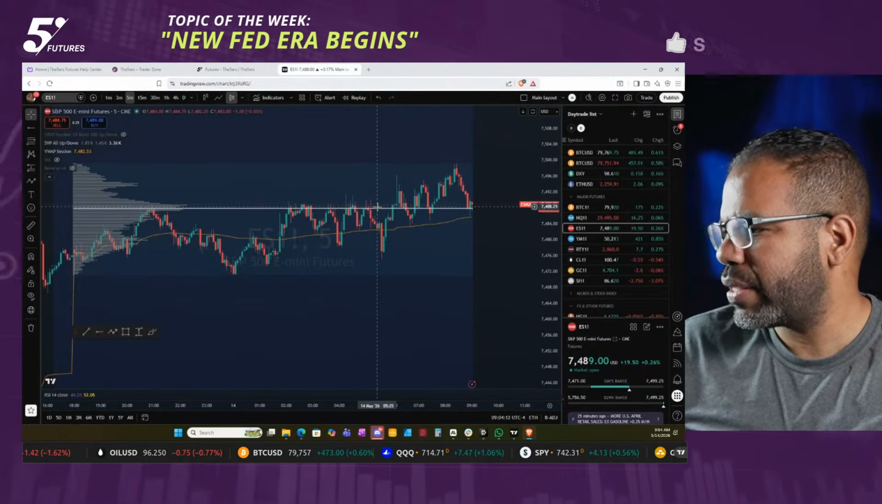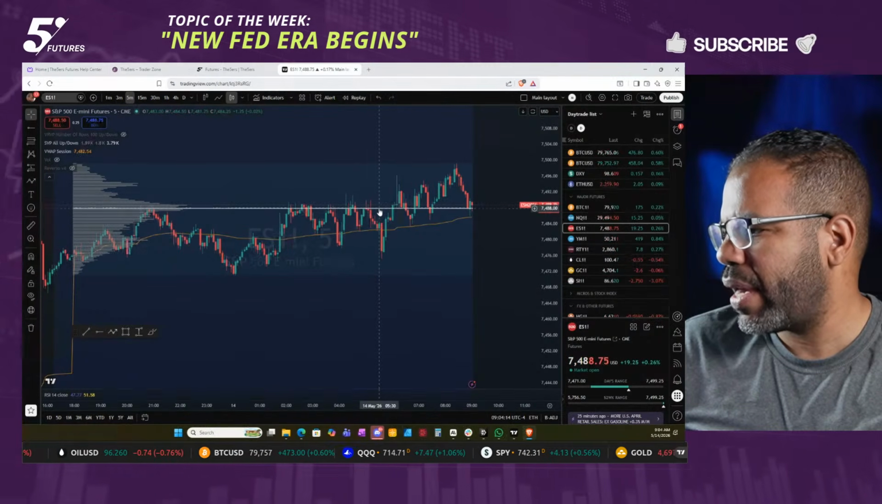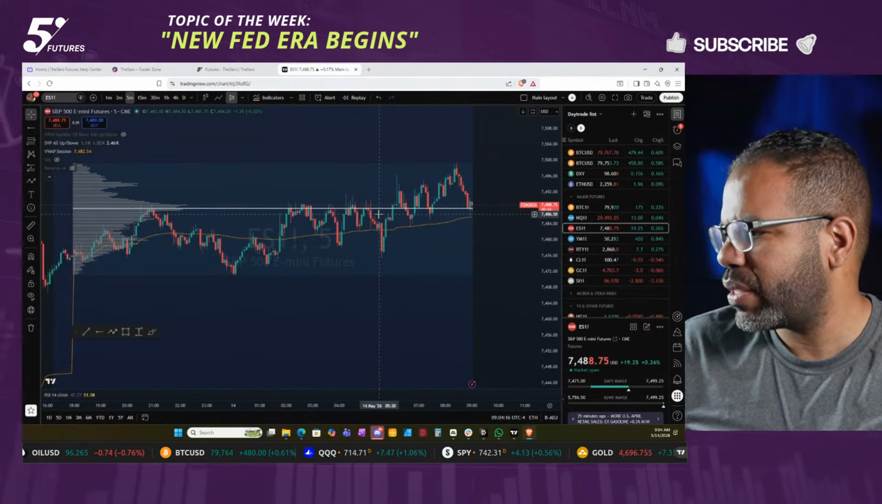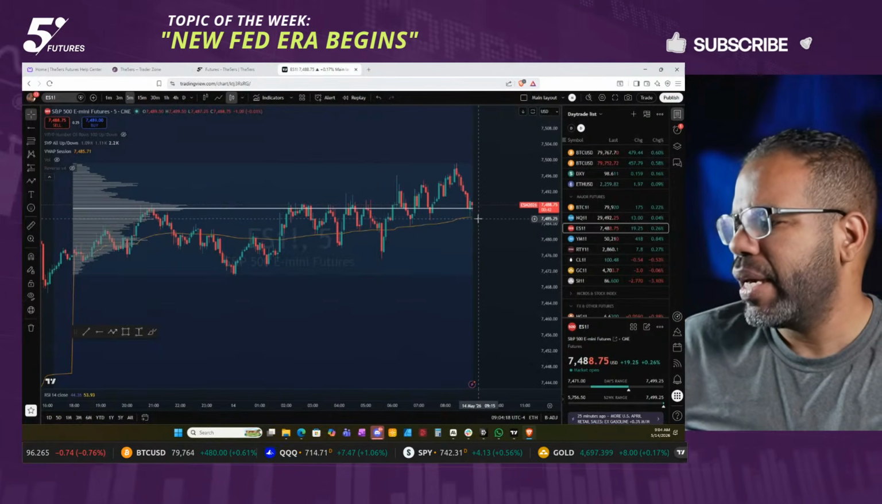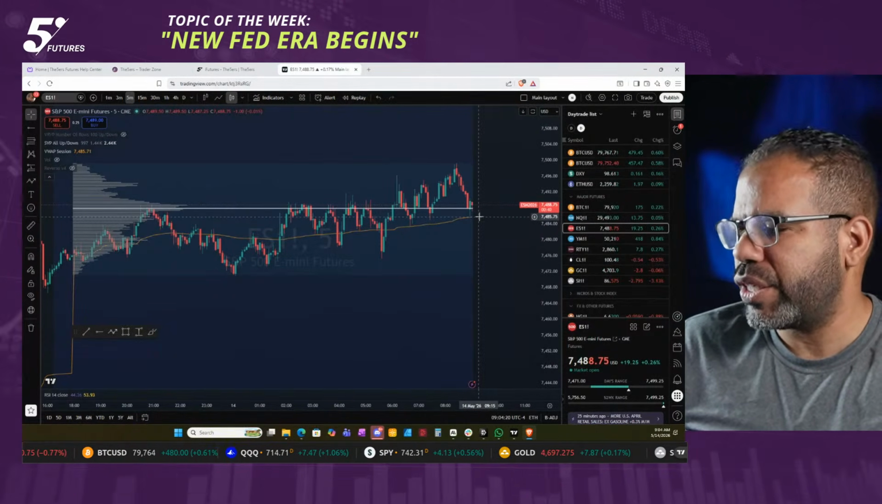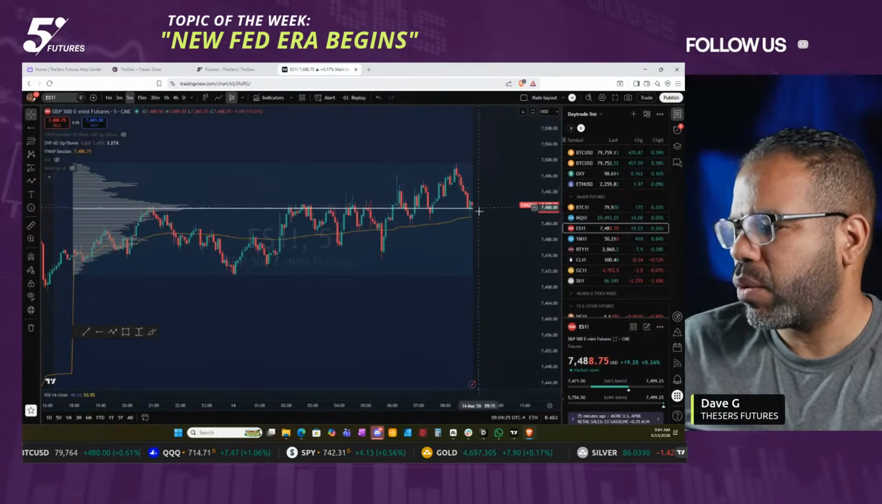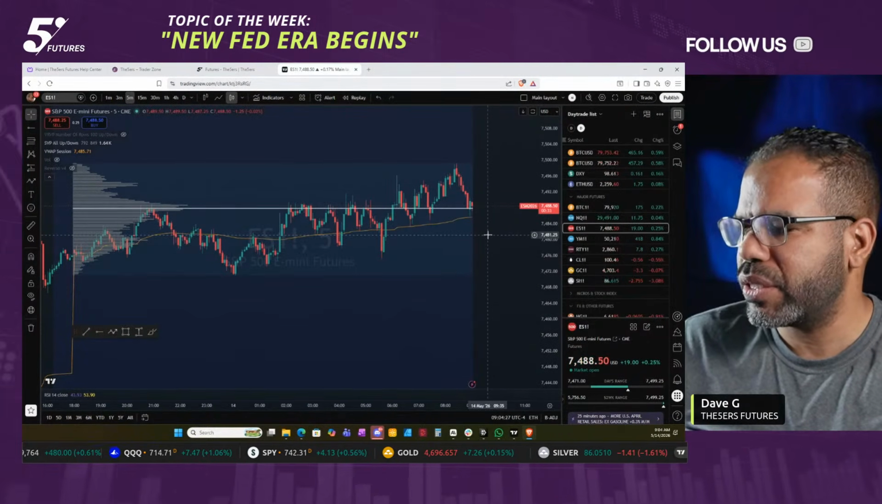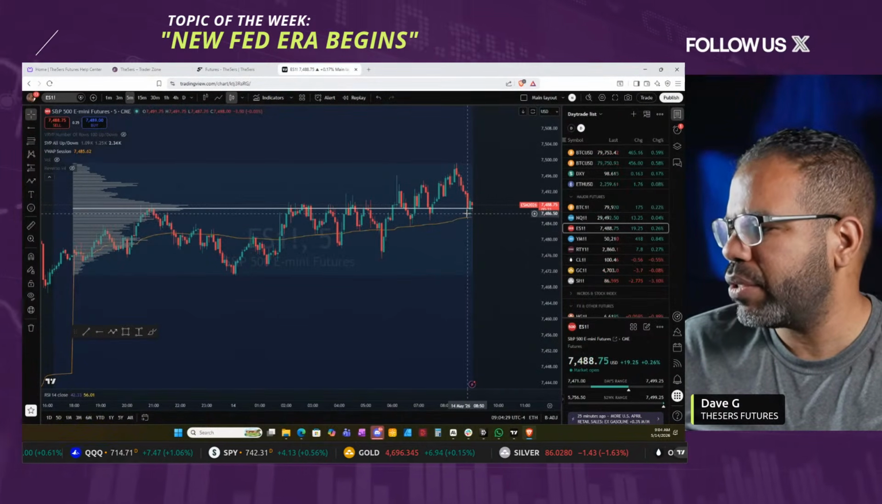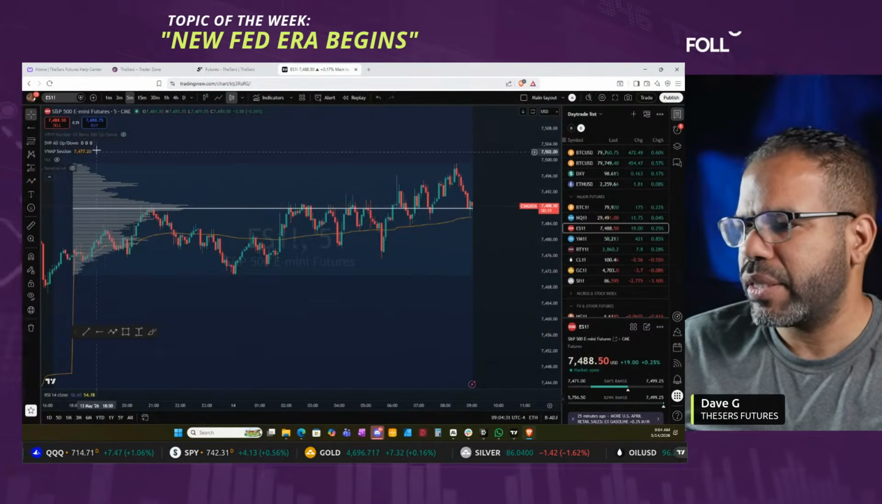But this 74.80, 74.85, I would say more or less, which is where VWAP is going to be, is our inflection area, right? So this is where we're going to determine, okay, are we pushing to the upside, or are we pushing to the downside, or are we going to continue to move sideways, right?